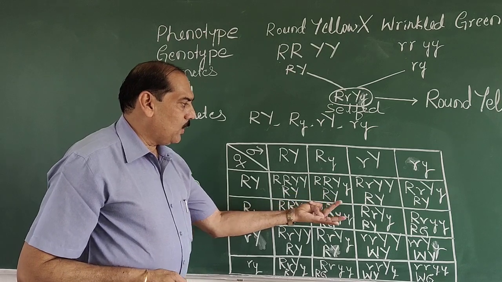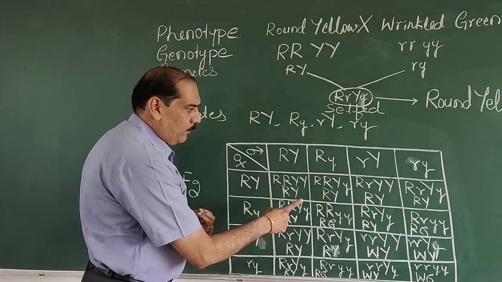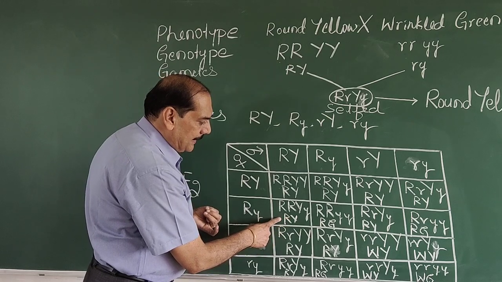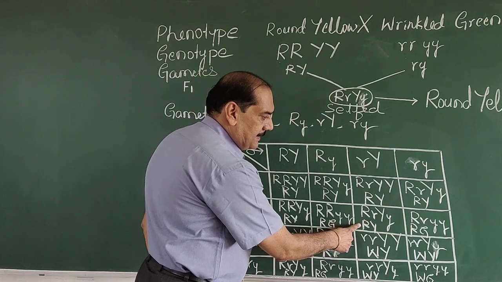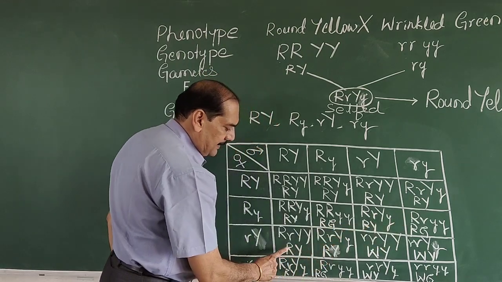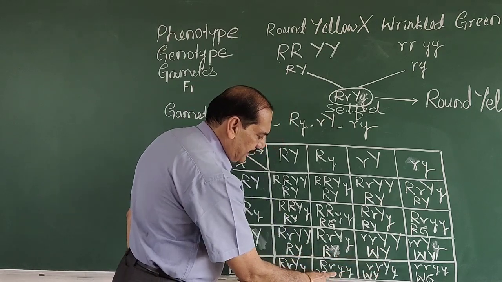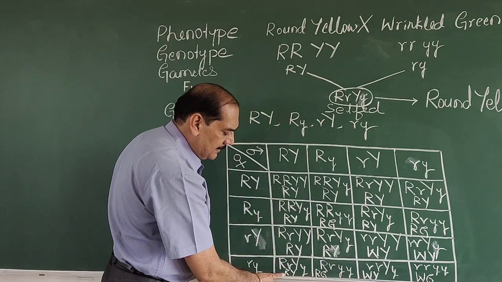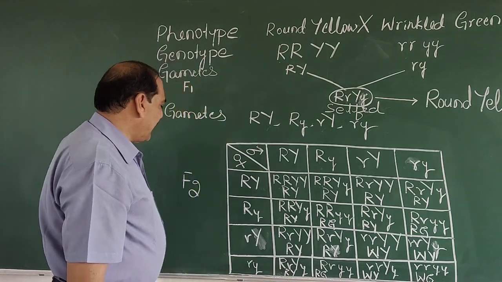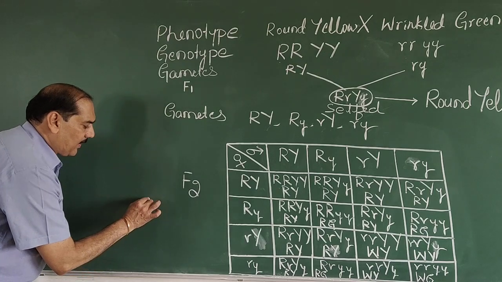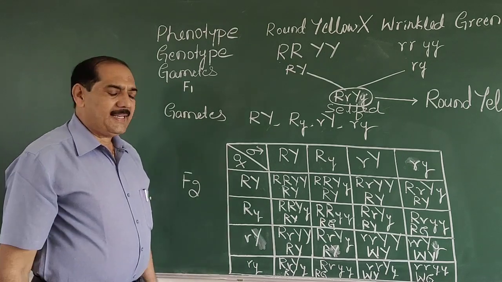1 round yellow, round yellow, round yellow, round yellow, 4, round yellow 5, it is not, 6, okay, 6, 7, 8, and this one 9. 9 plants. 9 plants are round yellow.